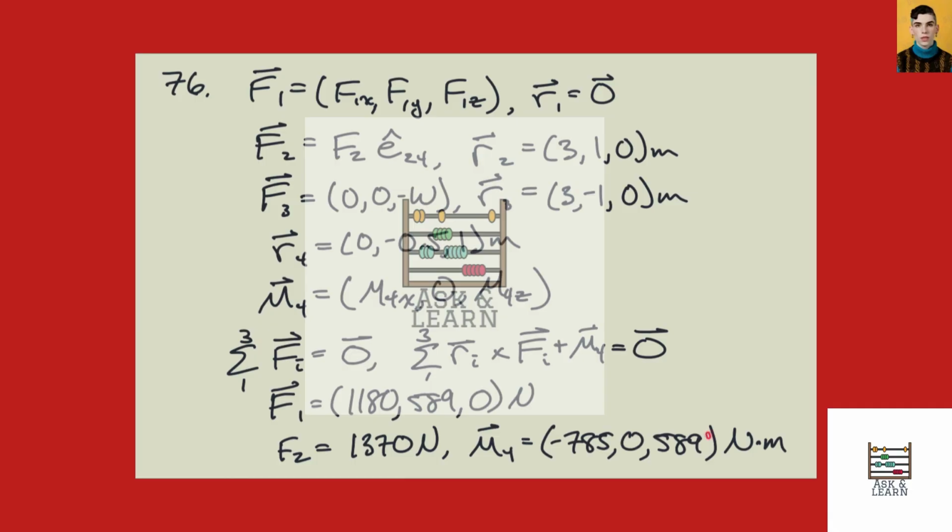And then about the z direction, we have a moment of 589 newton meters, and that again is basically because the cable has a component in the y direction, and it's acting away from the z-axis, so we need a moment to overcome the moment created by that cable.